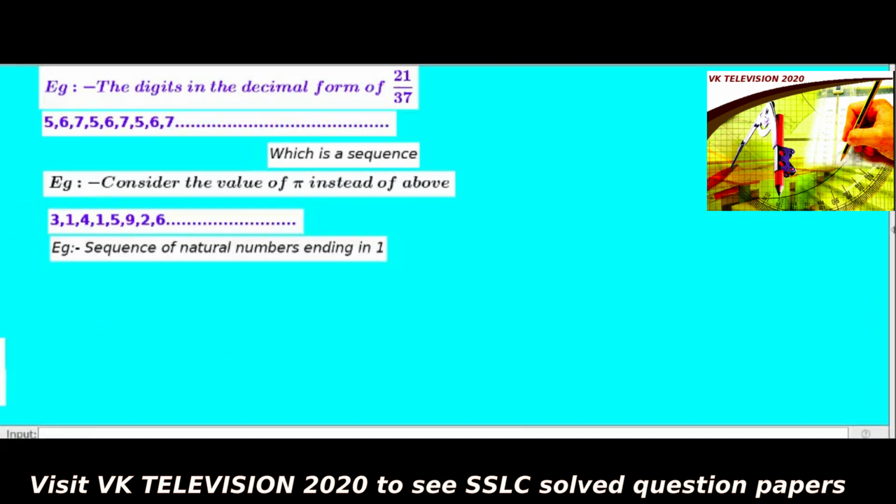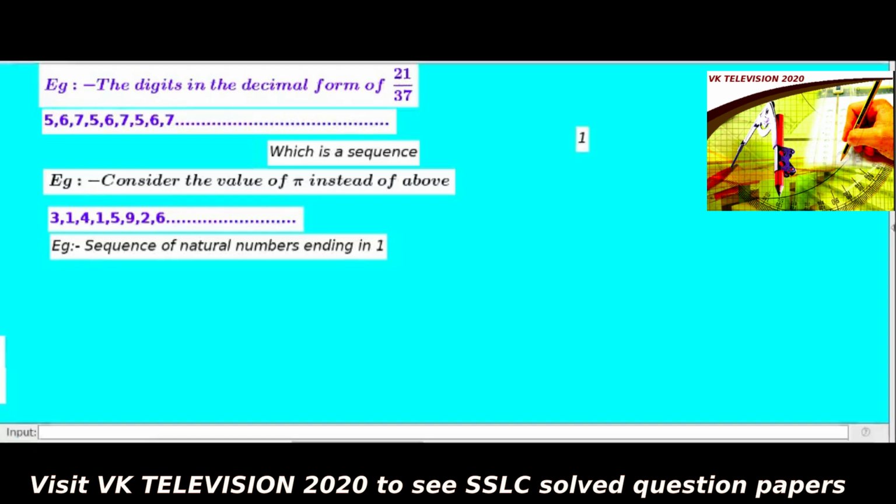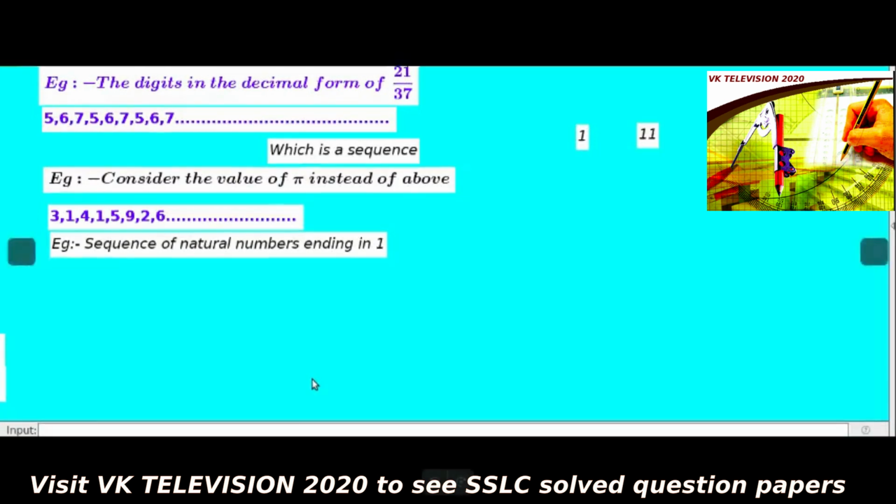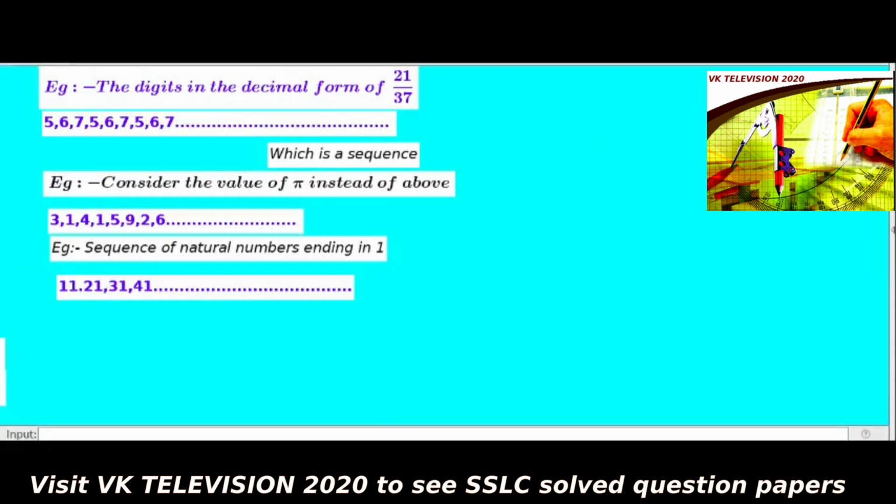Next is sequence of natural numbers ending in 1. What is the first number ending in 1? 1. What is second one? 11. What is third one? 21. Fourth one is 41. Okay, so we write the set of natural numbers ending in 1.